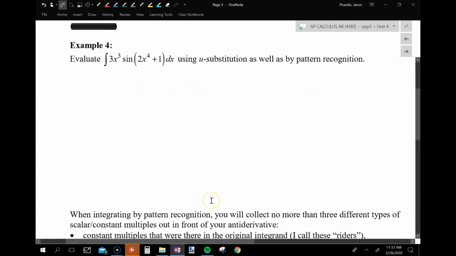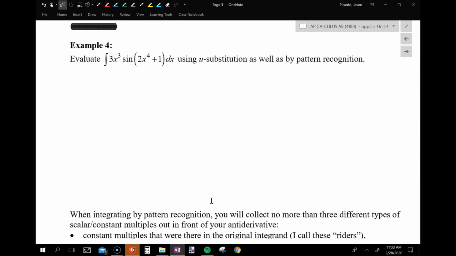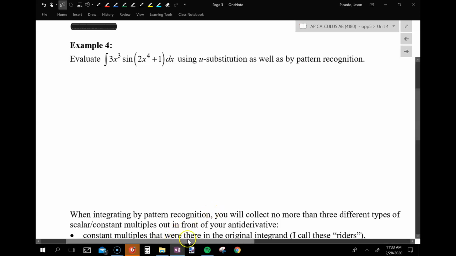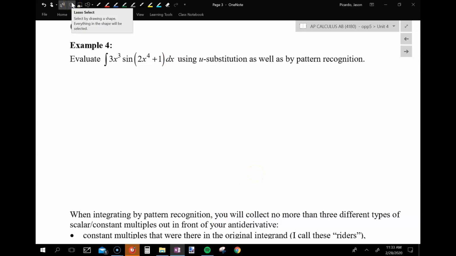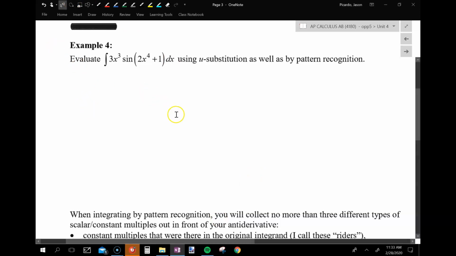Here's an example. Let's take a look at it. All right. Guys, there are going to be a ton of little tricks that we're going to talk about as we do these. Now, part of this, guys, is thinking ahead. Okay. What would you recognize as probably the interior?